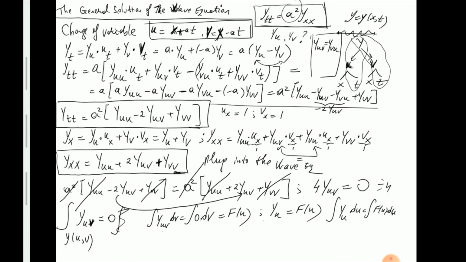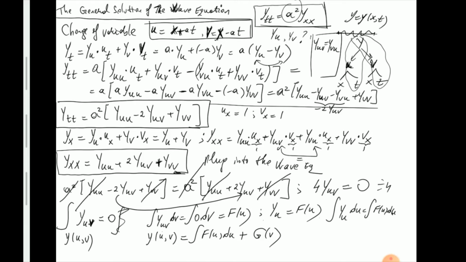This is u here. So finally on the left side, I get y of u, v. On the right hand side, we have this antiderivative plus a constant of integration, but that constant can depend on the other variable. I can't assume it's just a real number, so it can be a function of v. Let's just call it g of v.